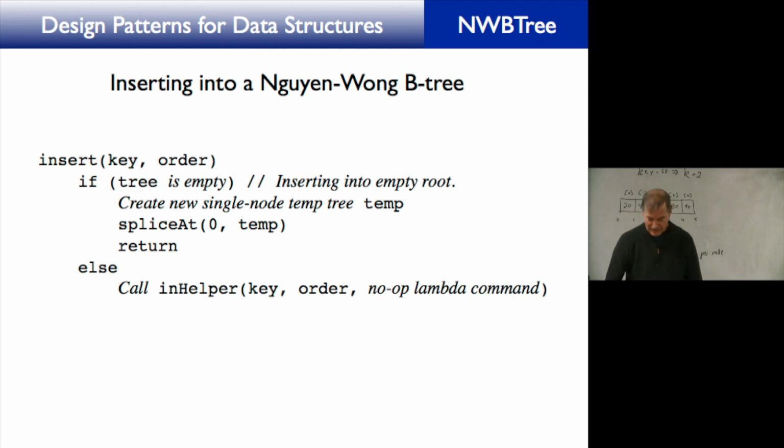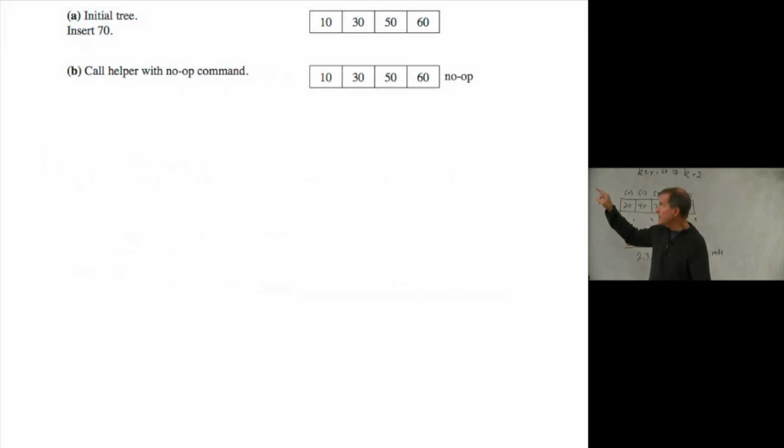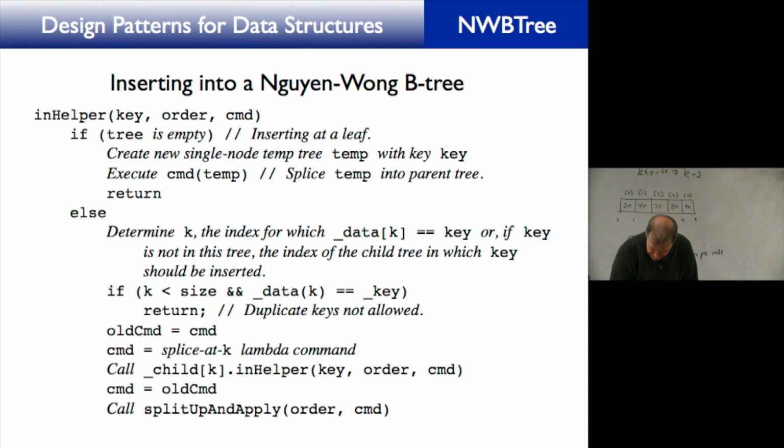So let's just take a look at the code. What does it say? What's the first thing? If what? If tree is empty. Is it empty? Nope. No. So we call what? In helper with what? The no-op. Okay, so the no-op lambda. So there in part B of the figure, there's the no-op. Right? Okay? And then what's next? Determine the what?